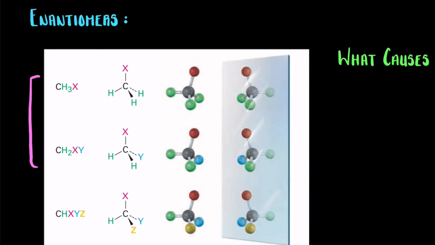By contrast, in the CHXYZ molecule, notice the carbon atom at the center of the molecule is bonded to four different substituents. So when you put a mirror next to this molecule, it's not identical to its mirror image. You can't superimpose this molecule on a model of its mirror image, for the same reason that you cannot superimpose a left hand on top of a right hand. Your thumbs would be on opposite sides. They simply aren't the same.